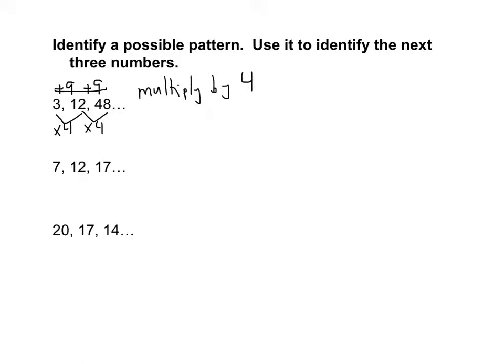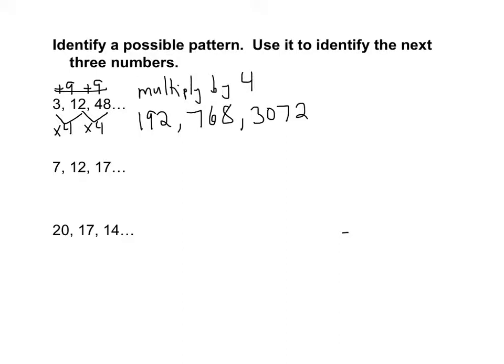So then if we're looking for our next three numbers, we would just take our current number, which is 48, and multiply that times 4, which would be 192. Multiply that by 4, which would be 768, and then multiply that by 4, and we would get 3072. So why don't you go ahead and pause the video and try that for the next two examples.